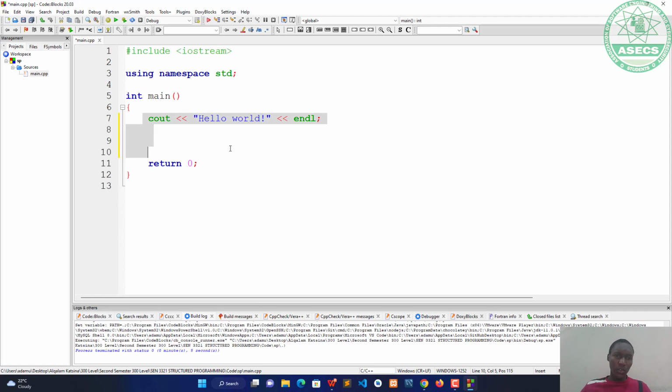In short, if you don't understand this, it is the same thing as what in Java we call public static void main string argument, where the code is written. That is just it, in short.